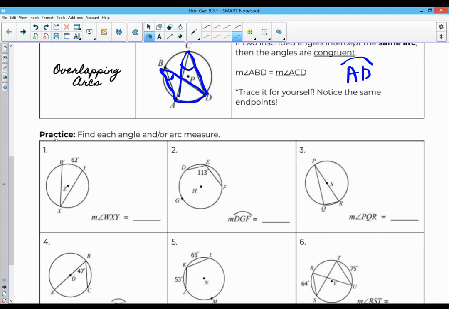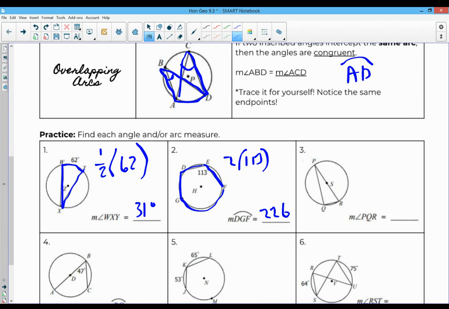Okay, so we have arc WY, it's right here. We want to find the measure of angle WXY, so that's in here. This is an inscribed angle, so it has to be half of 62. So that'll be 31 degrees. Okay. So now we have the inscribed angle and we want the arc outside. So now we double the value of that inscribed angle. 2 times 113 will give me 226 degrees.